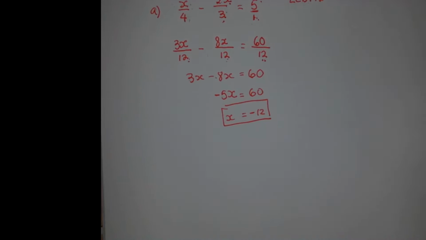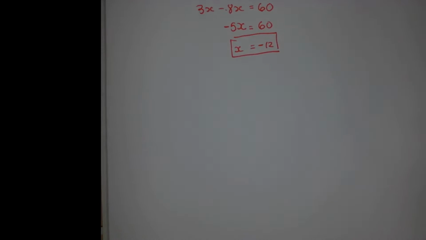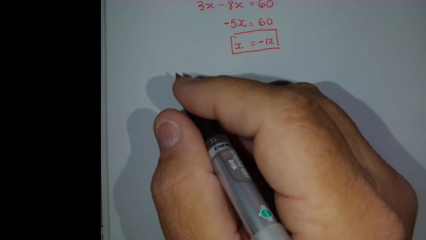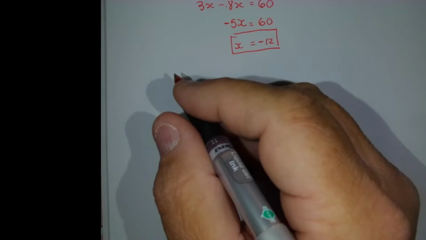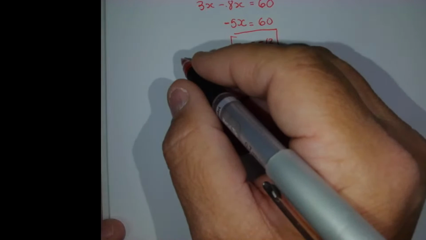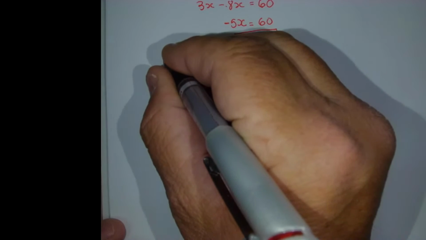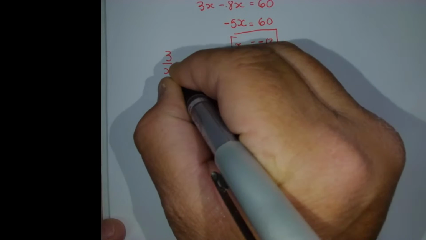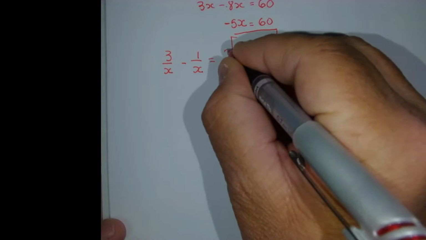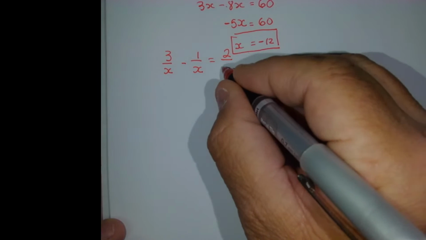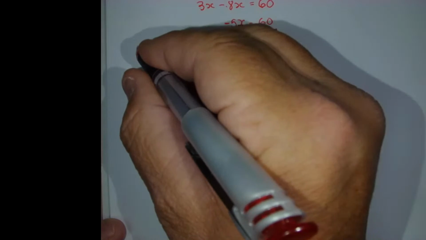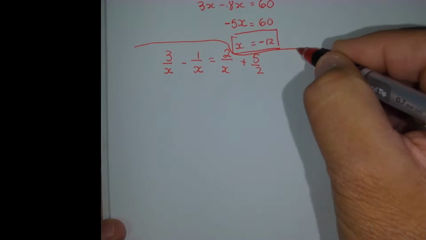Okay, now what variations of this type of equation can come up? That is the case where, instead of having numbers in the denominator, I have variables in the denominator. So here is an example of that. Let's say my equation looks something like this: 3 over x minus 1 over x is equal to 2 over x plus 5 over 2. Let me try and draw the line here so that you know where I am.